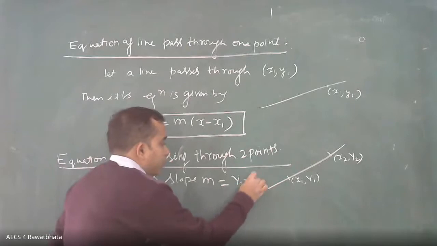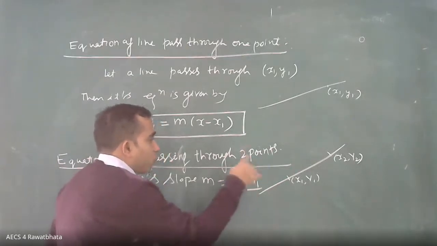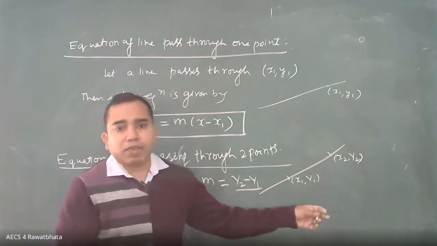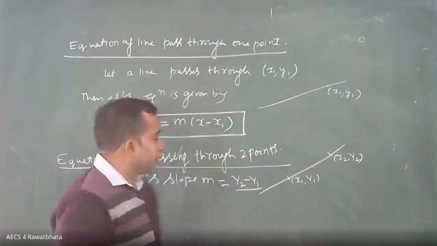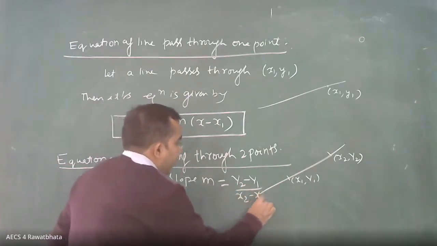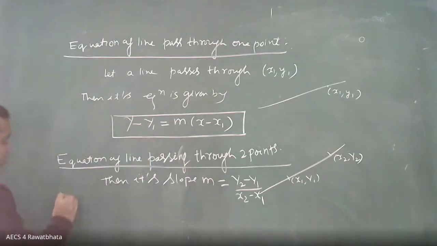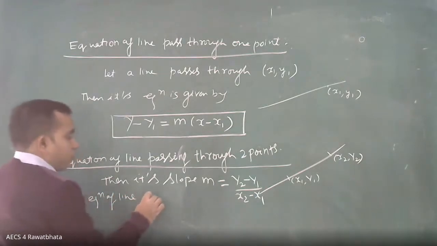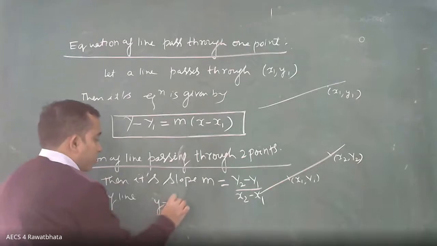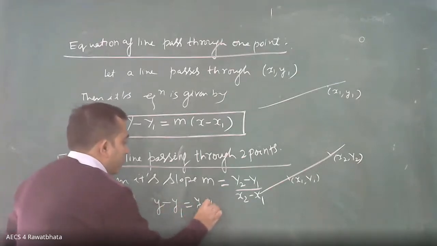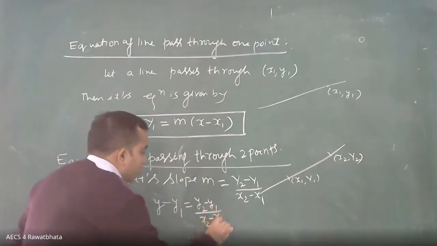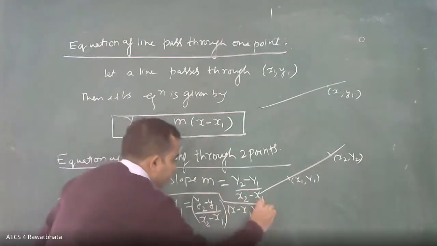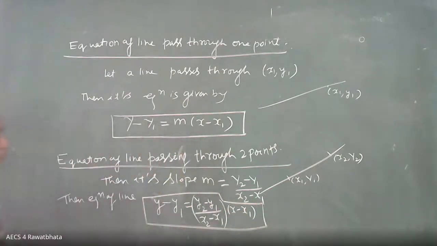Exactly, because we studied the formula in the beginning: slope when 2 points are given is equal to y2 minus y1 over x2 minus x1. You can take any one first. You can do y1 minus y2 also, then the denominator also has to be in the same sequence. So I have got m here. Then the equation of line will become y minus y1 equals y2 minus y1 upon x2 minus x1, into x minus x1. This is the line passing through 2 points.